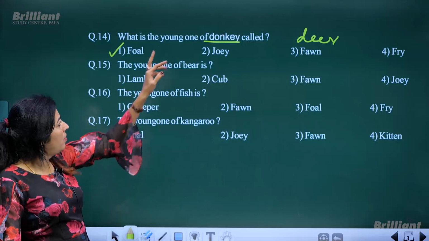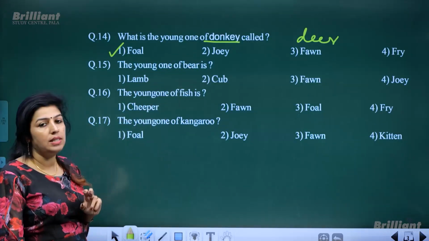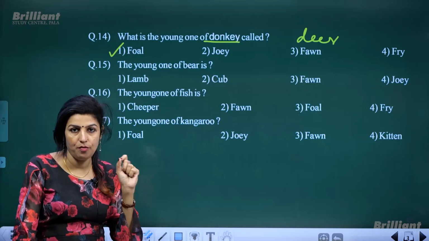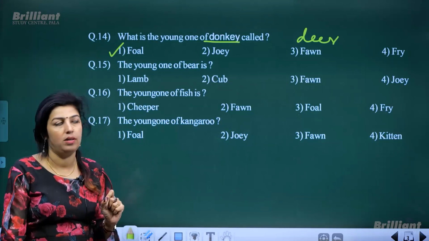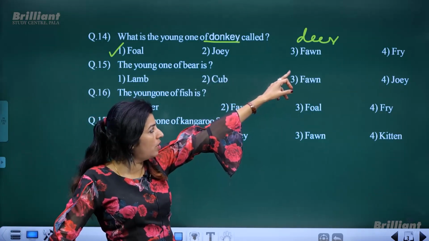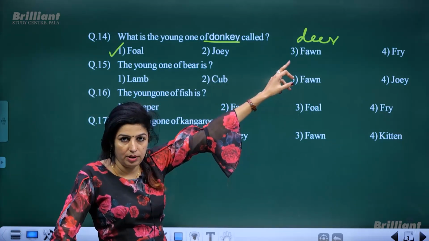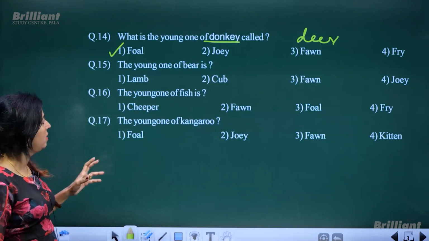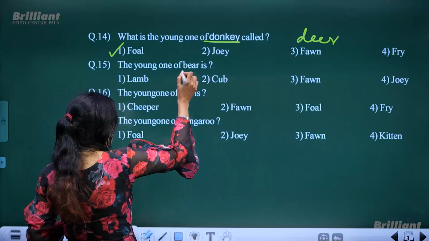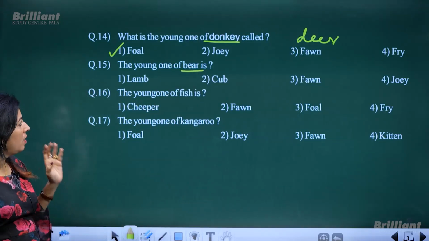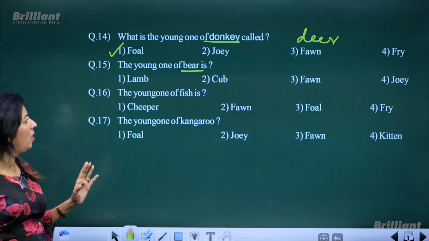So remember, for baby donkeys, we can use the term foal, F-O-A-L, foal. Then fawn, F-A-W-N, fawn is for young ones of deer, the animal deer. Now next is a similar question. What is the young one of a bear called? B-E-A-R, bear. So what is the young one of a bear called?